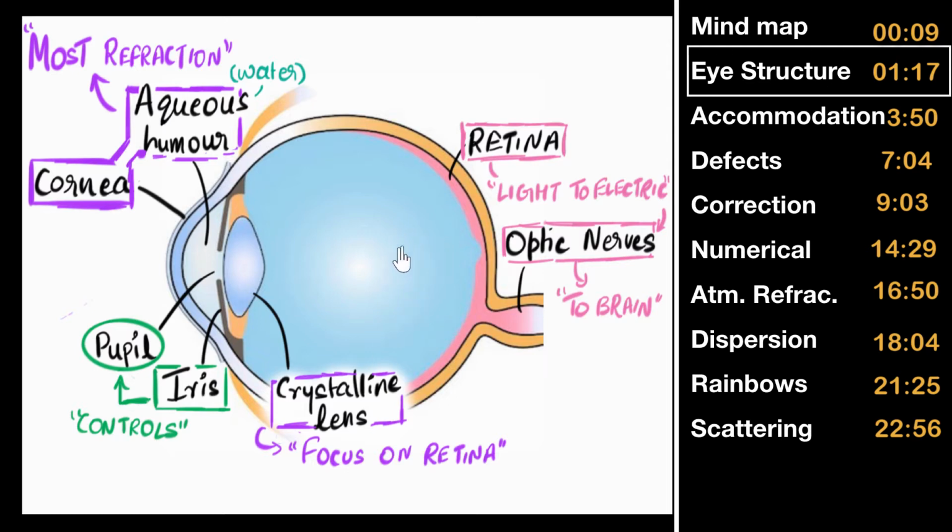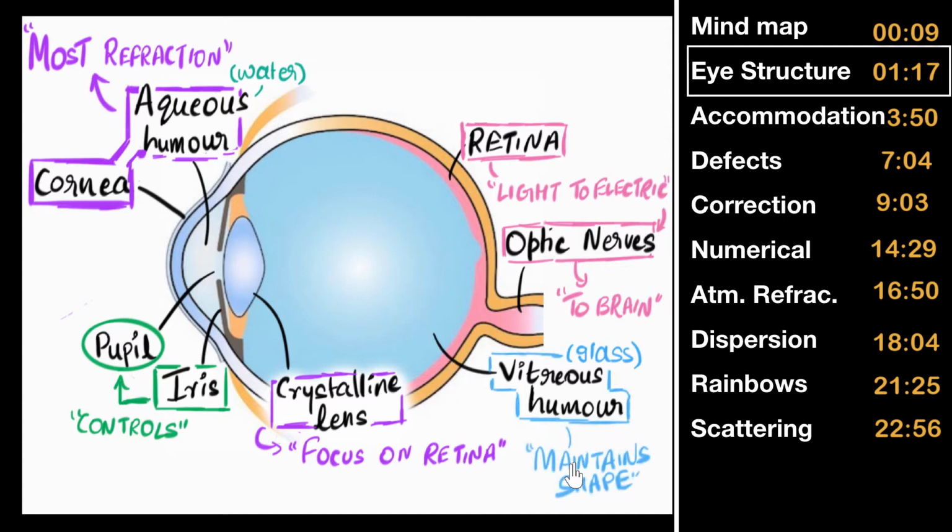Two more important parts. One is the liquid that fills up our entire eye. It's called the vitreous humor. The word vitreous means glass. Basically, it's saying that the liquid is transparent like glass. And its main job is to maintain the spherical shape of our eye. Without this liquid, our eye can easily get squashed by the weight of all the stuff that comes on top of it.